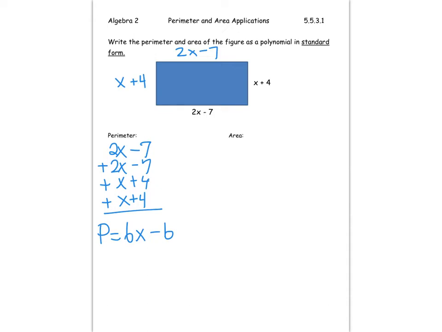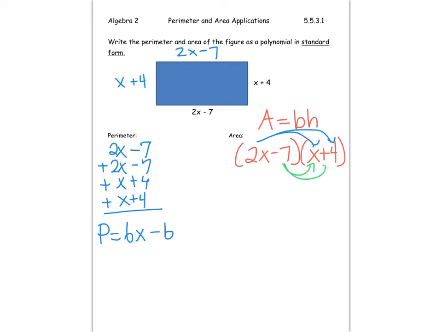Okay, area. Area relies on a formula. So area equals base times height. Alright, so that would be 2x minus 7 times x plus 4. And we just have to multiply. You can think of that as distributing the 2x and then distributing the negative 7, sorry. Or you may remember the FOIL device and think of foiling.